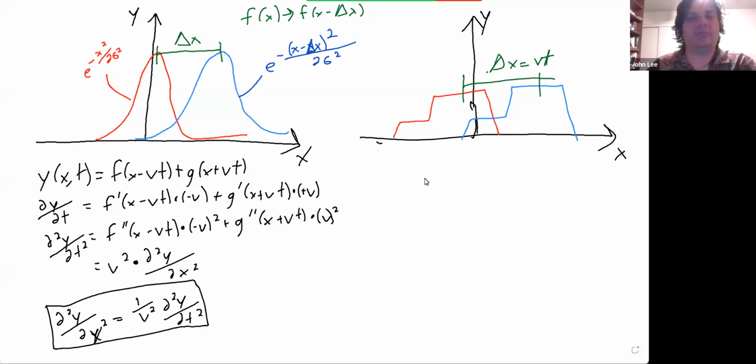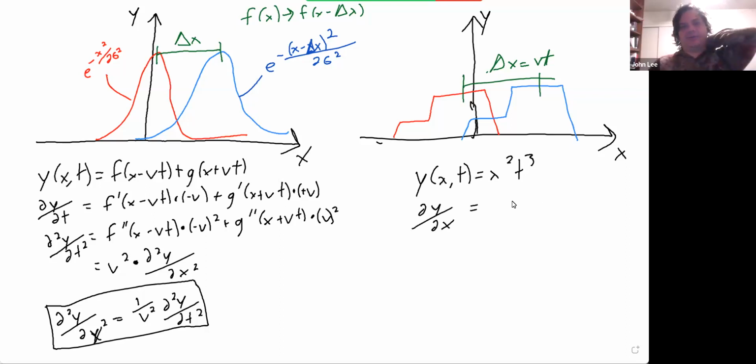And if you don't know what a partial derivative is, if you have a function that's dependent on more than one variable, so say y of x, t equals x squared times t cubed, then taking the partial derivative of this will only take the derivative with respect to one of the variables without changing the others.